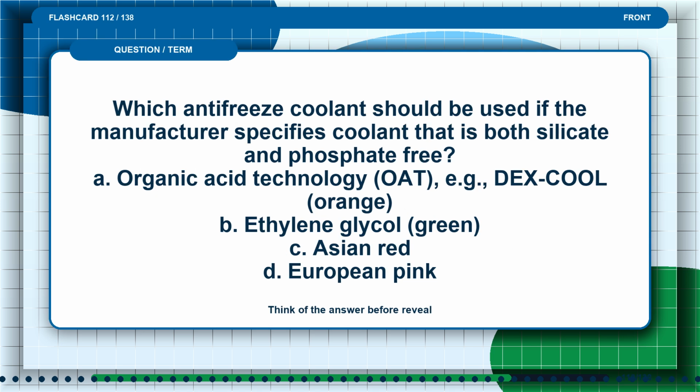Flashcard 112. Which antifreeze coolant should be used if the manufacturer specifies coolant that is both silicate and phosphate free? A, organic acid technology (OAT), e.g., DEX-COOL orange. B, ethylene glycol green. C, Asian red. D, European pink. Pause and think of the answer before the reveal.